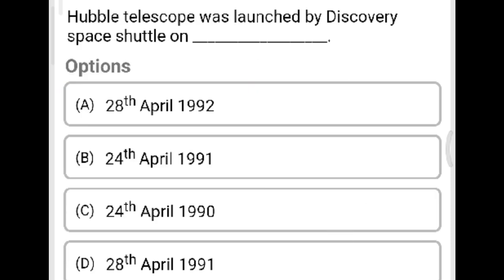Next question, Hubble telescope was launched by Discovery Space Shuttle on option A 28th April 1992, option B 24th April 1991, option C 24th April 1990, option D 28th April 1991. The correct answer is option C 24th April 1990.